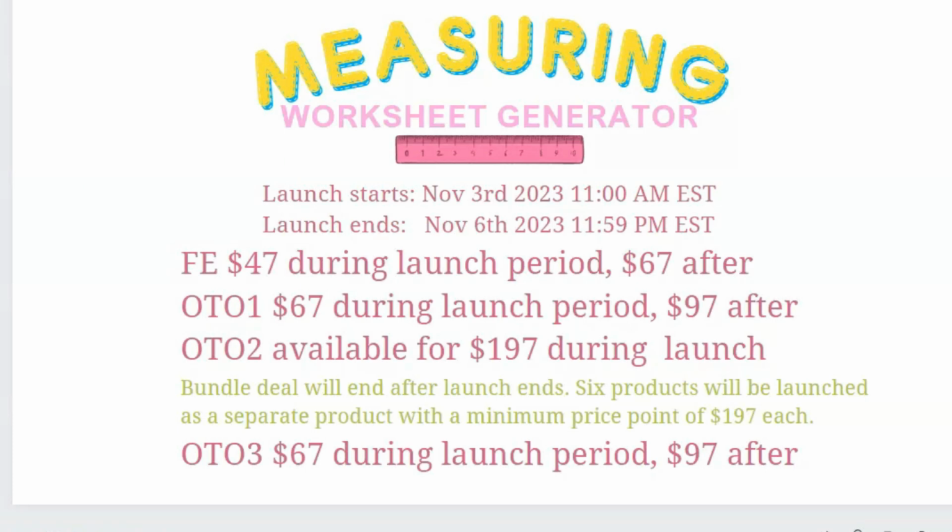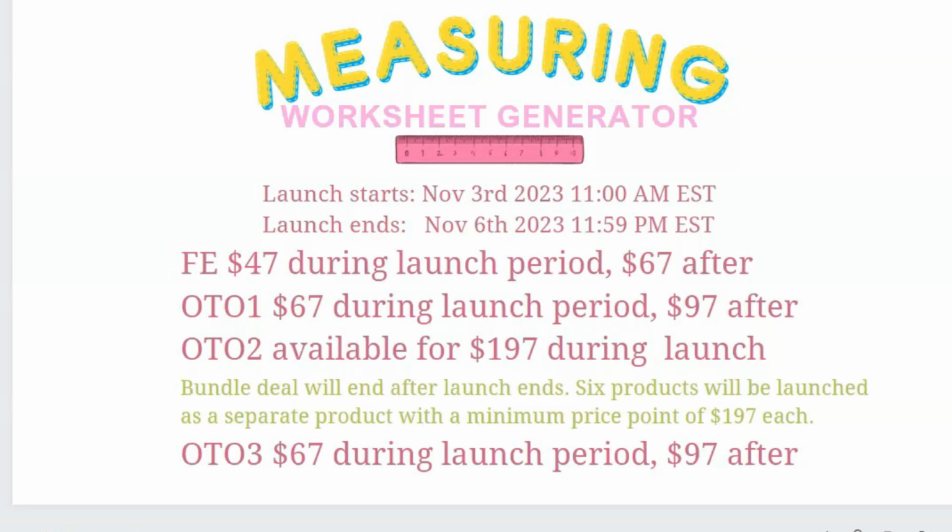So this is for the Measuring Worksheets Generator, which started on the 3rd of November 2023 at 11 a.m. EST. So we're in the middle of the launch now, and the launch ends on the 6th of November at 11:59 p.m. Eastern Time. And during this launch period, the prices are a lot lower, and they will go up after the launch. And I know this company never has another promotion, or they never reduce their prices after that. So this would be a fixed price once the promotion has finished.